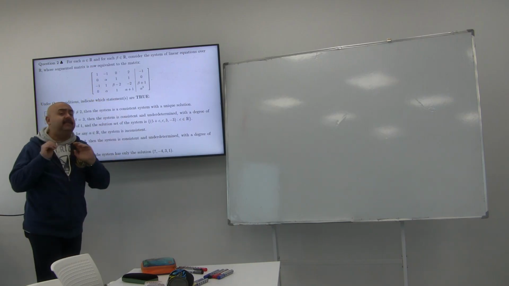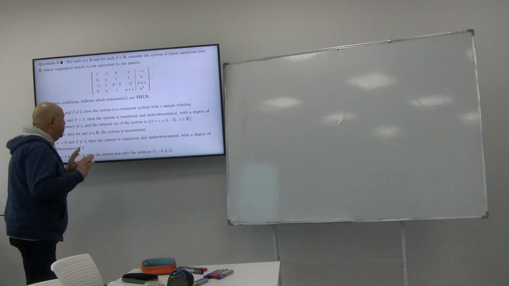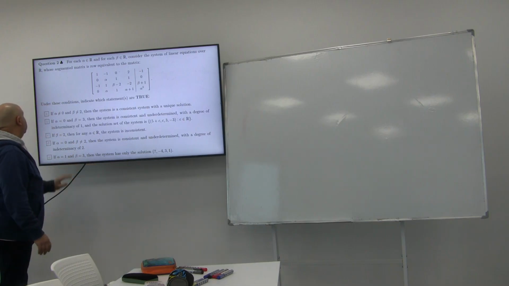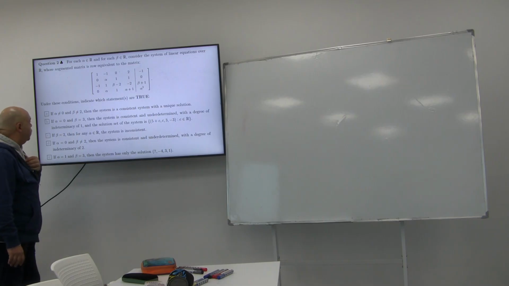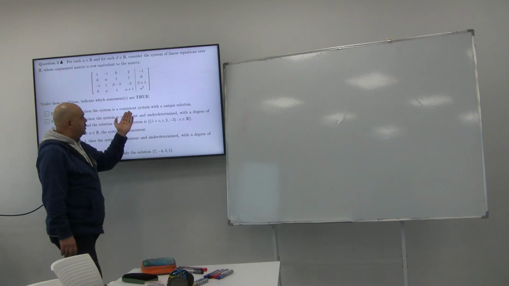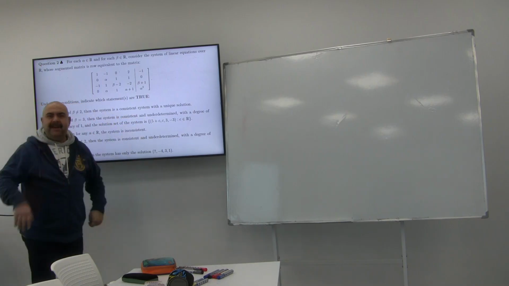We did that plenty of times previously. So, please go step by step. Okay, under these conditions indicate which statements are true. Alpha doesn't equal 0, beta doesn't equal 2, then the system is a consistent system with a unique solution. We can do it.